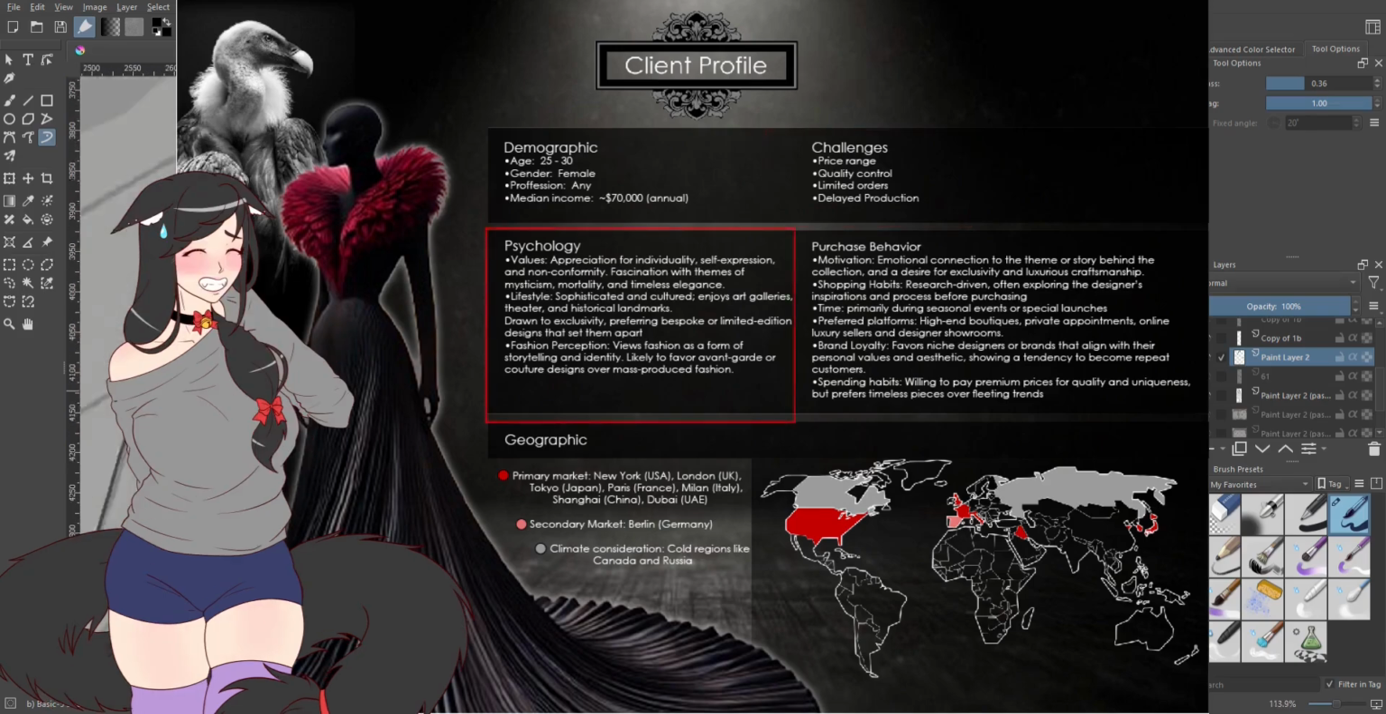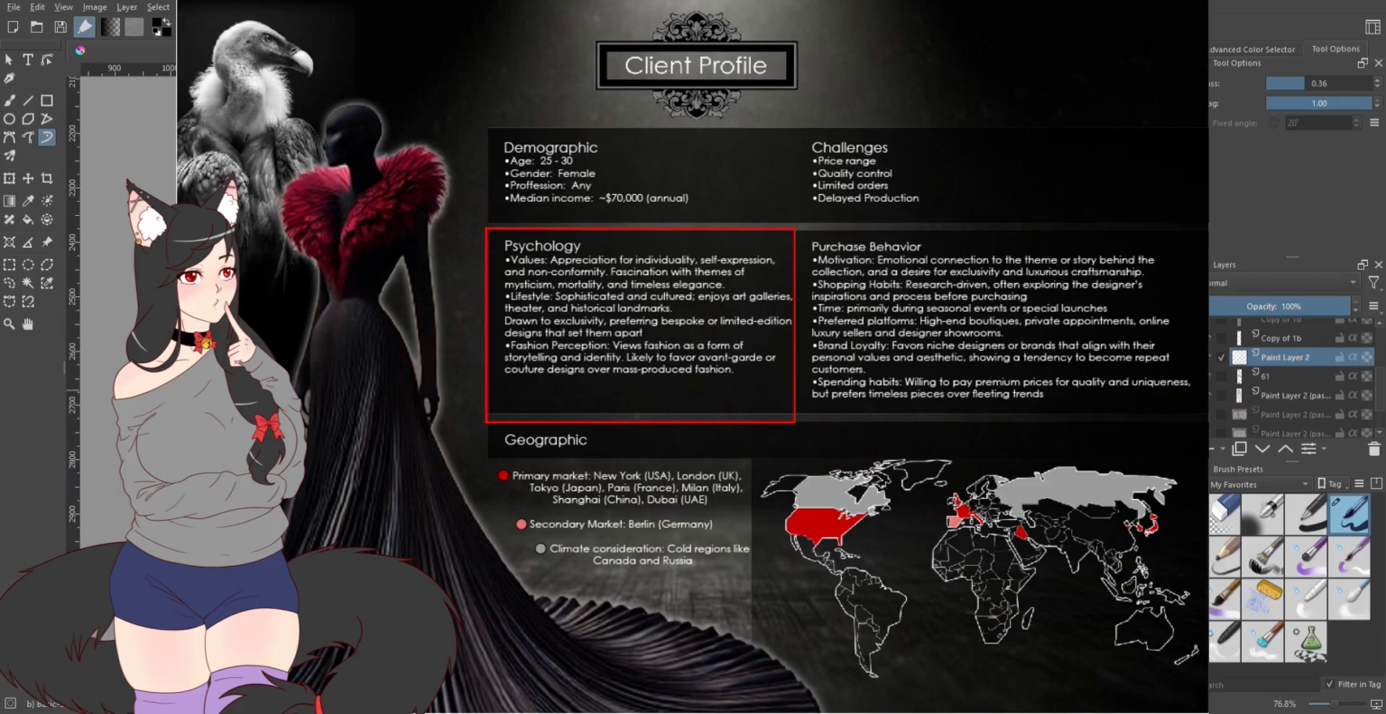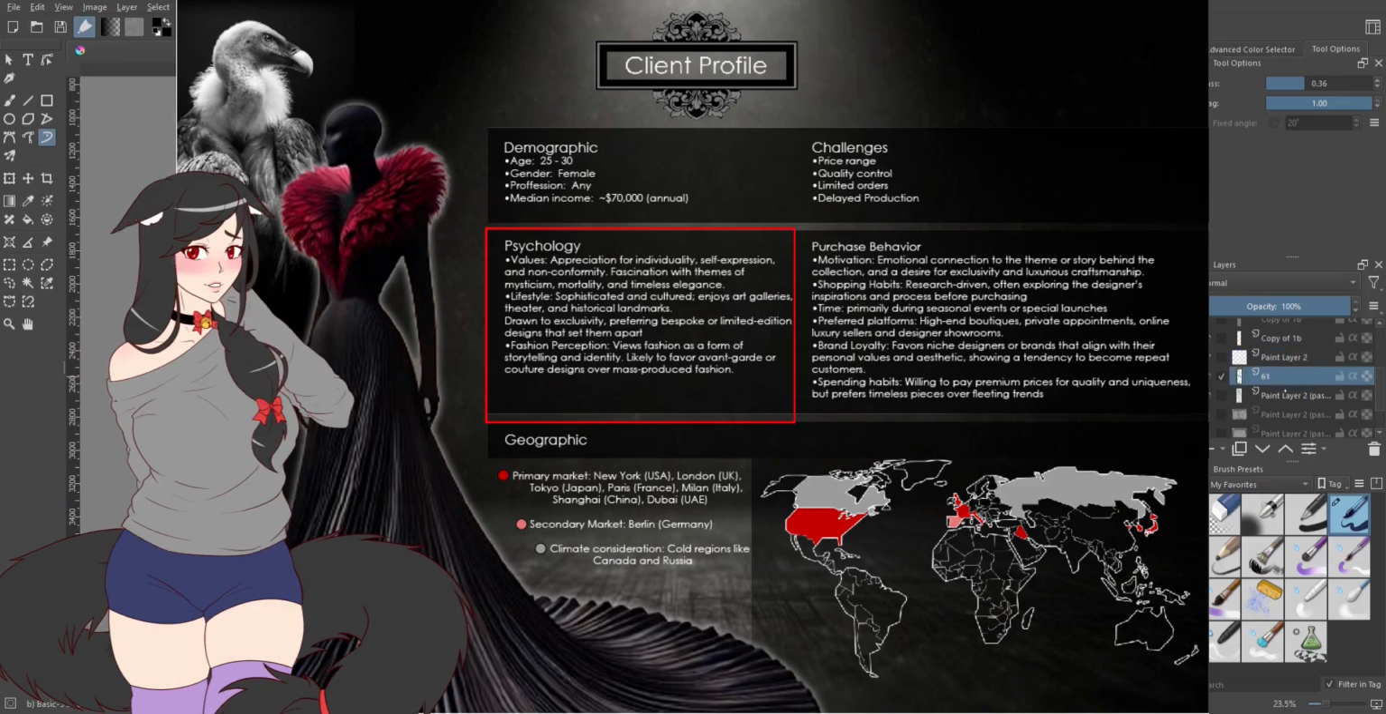Since my work is going to be pretty couture, it is going to be hard to integrate into a more fast fashion scene. So maybe I should have made the median income a little bit higher, but I digress.